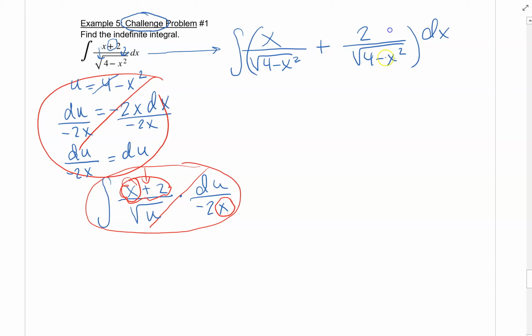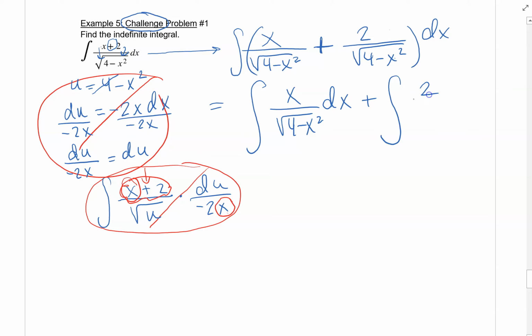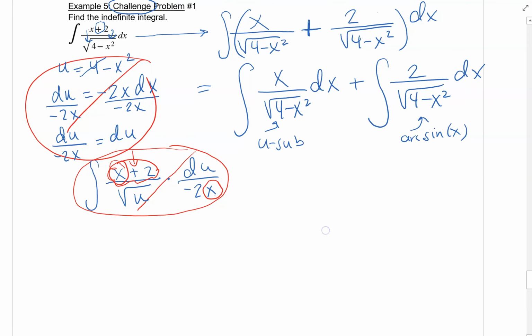So I could break them up over that common denominator and add them as 2 separate fractions, which then allows me to break up my integral and integrate these as 2 separate integrals. One of them could be solved with a basic u sub. That's this one. The other one could be solved using arc sine. Of course, both of those are going to require some work. So maybe I'll actually come back to this over here.